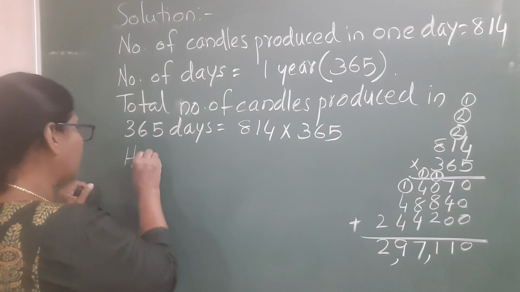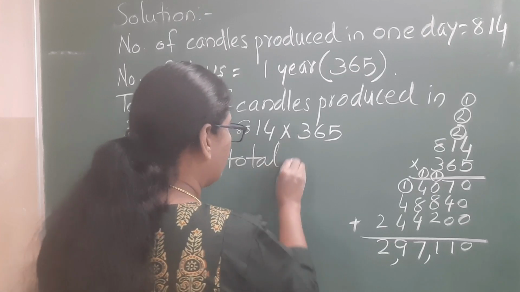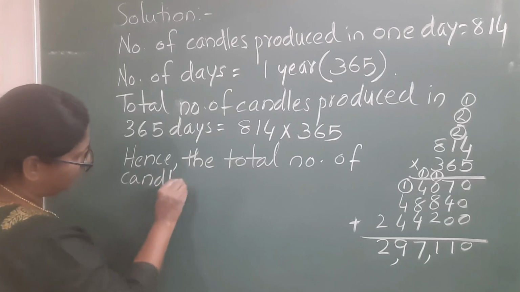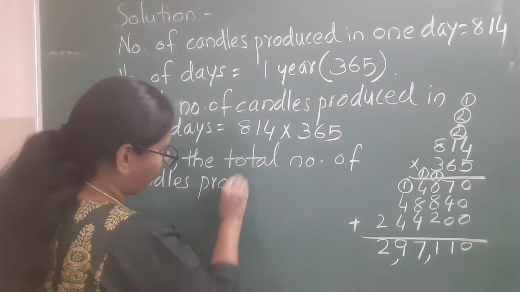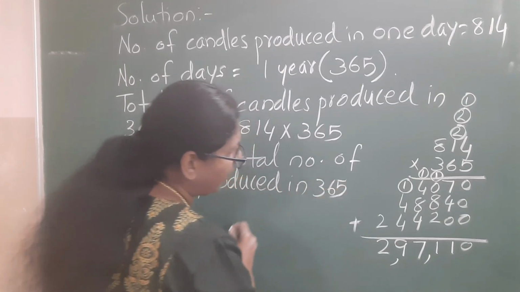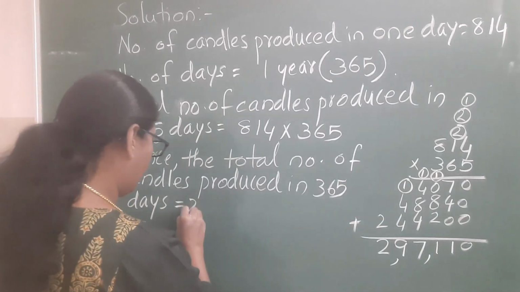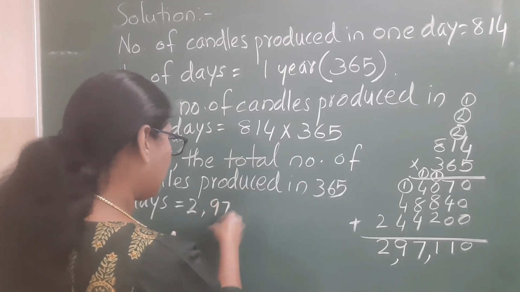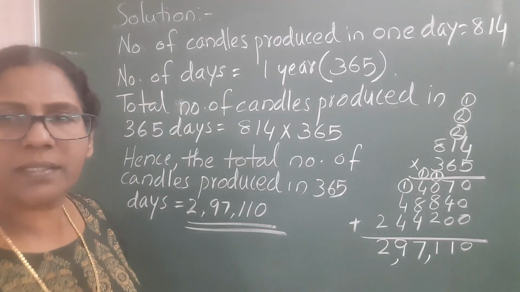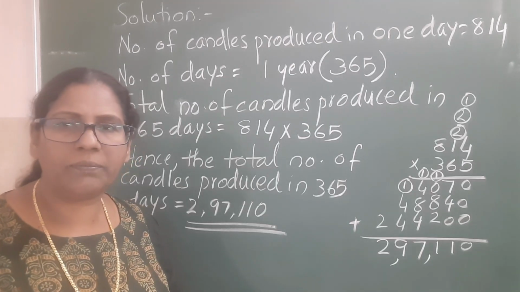So let's write the statement. Hence, the total number of candles produced in 365 days is equal to 2,97,110.